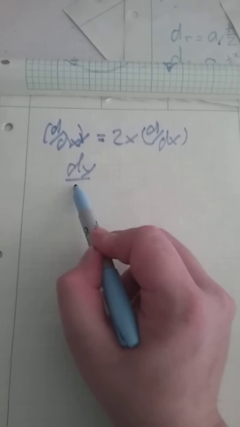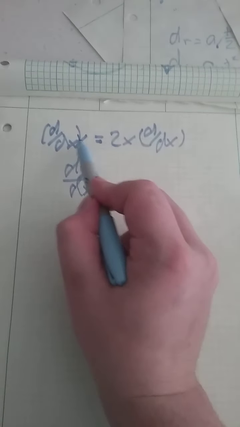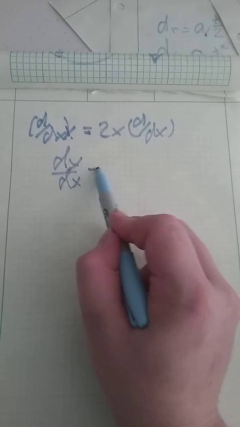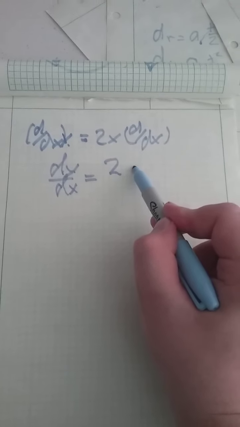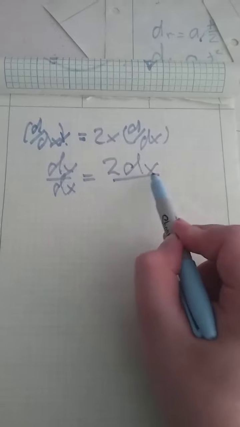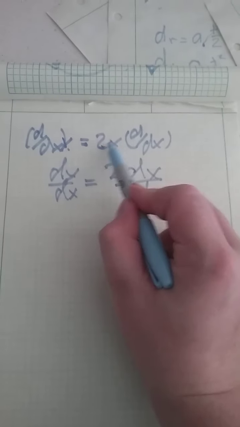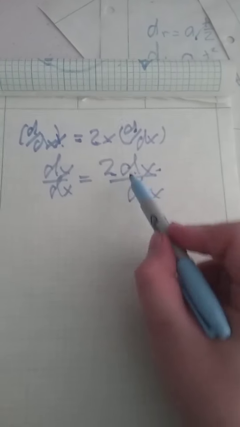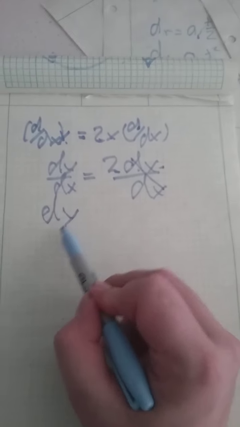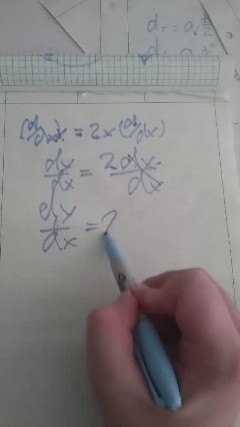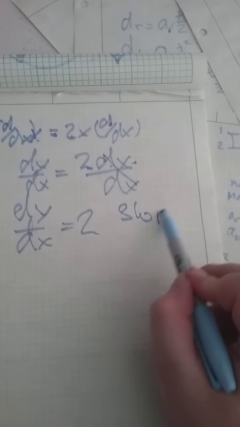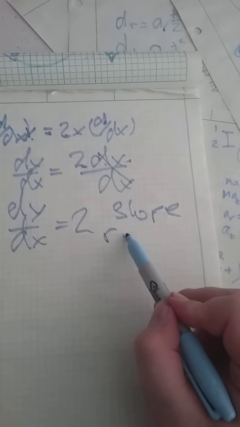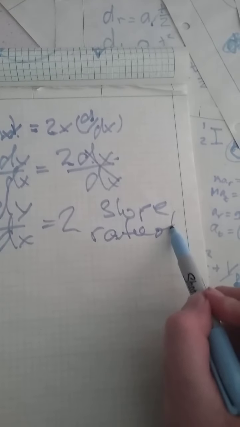So if you have d over dx times y, you have dy over dx, because I'm just multiplying y times d, which is just d times y. And then over here I'm saying 2 dx over dx. So I'm just multiplying 2x times d, which is 2 dx over dx. So this cancels, and then you have dy dx is equal to 2, which just so happens to be the slope, which is rate of change.